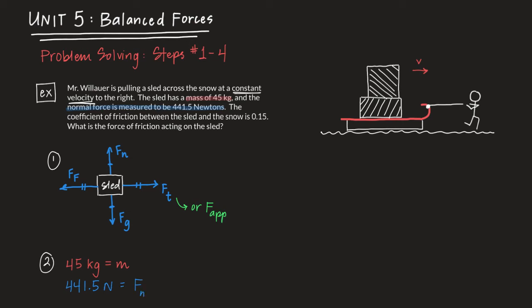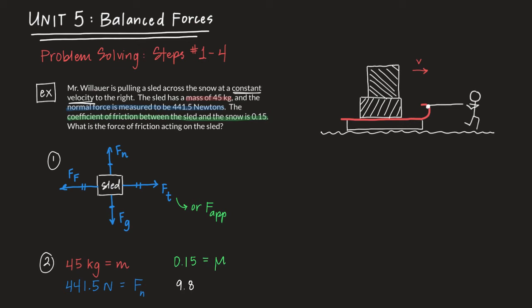So Fn. The next thing I'm given is that the coefficient of friction between the sled and the snow is 0.15. So I'm going to write down 0.15. And we talked about this a long time ago as well. The coefficient of friction is just that number. There's no unit, but it's that mu. It's a Greek letter, kind of a funky looking m thing, and we'll need that for this problem.